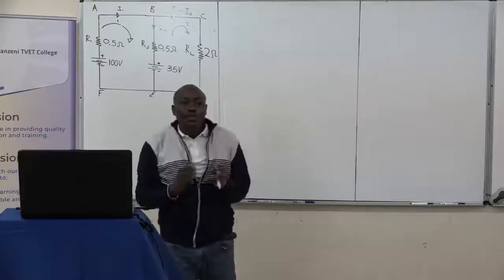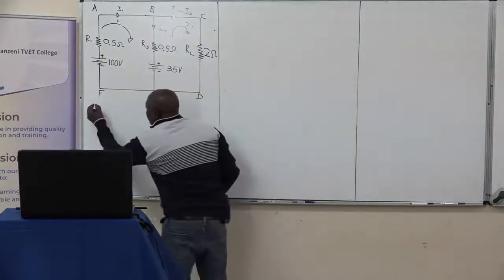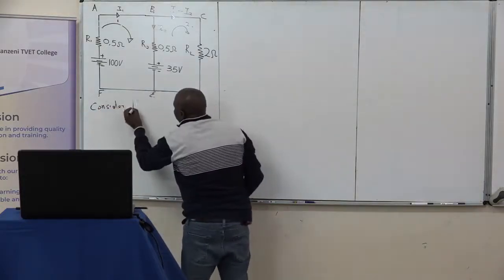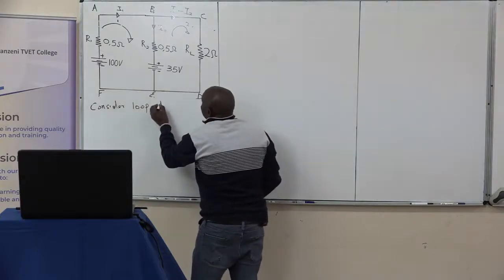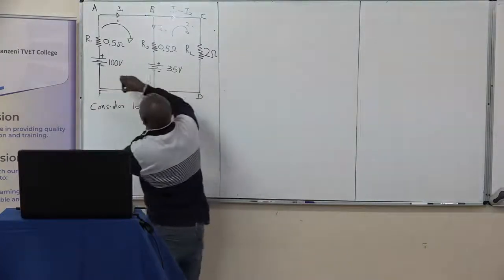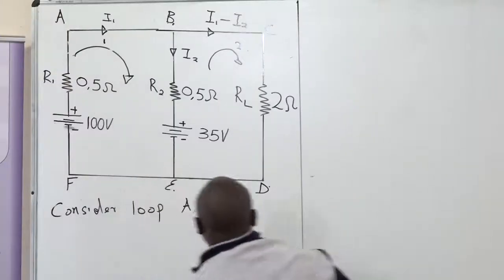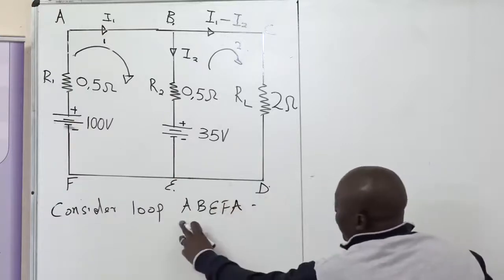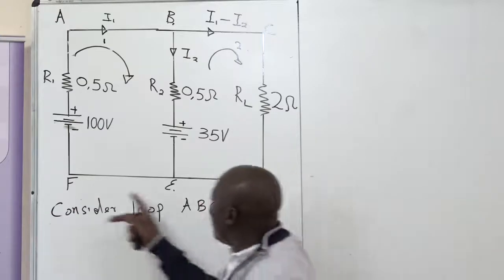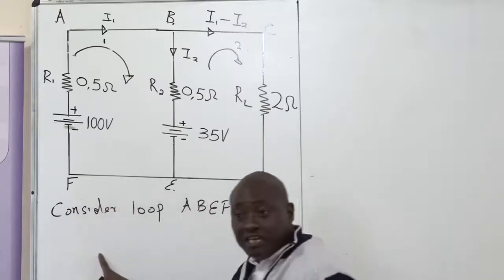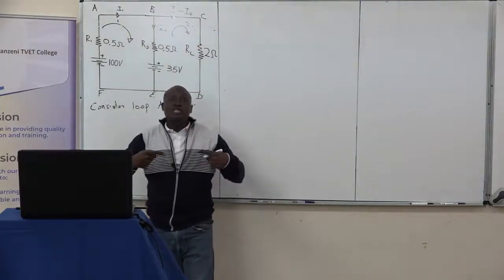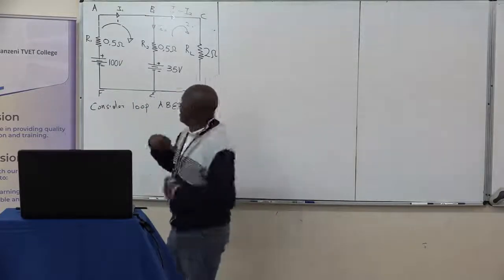So now, we are going to consider the loop that we've been given, which is loop A, B, E, F. Where we started, we need to end, which is node A, so A, B, E, F, back to A. So now, what is going to happen? In order to create our equation, as I said, we're going to work with more than one equation, to work with simultaneously.